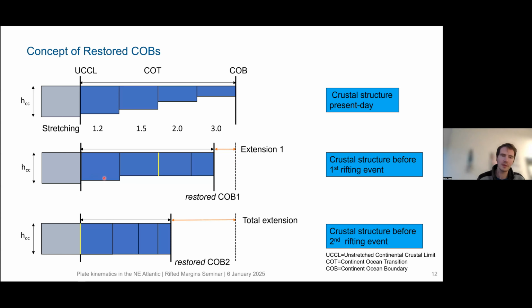And then we can apply this also to a second event where we would say, okay, here the unstretched crust represents the continental part, and then we need to recalculate basically the crustal thickness to a constant value over here, and then we would have a restored continent-ocean boundary at a different place and also a different amount of total extension. So this would be the crustal structure for the second rifting event.